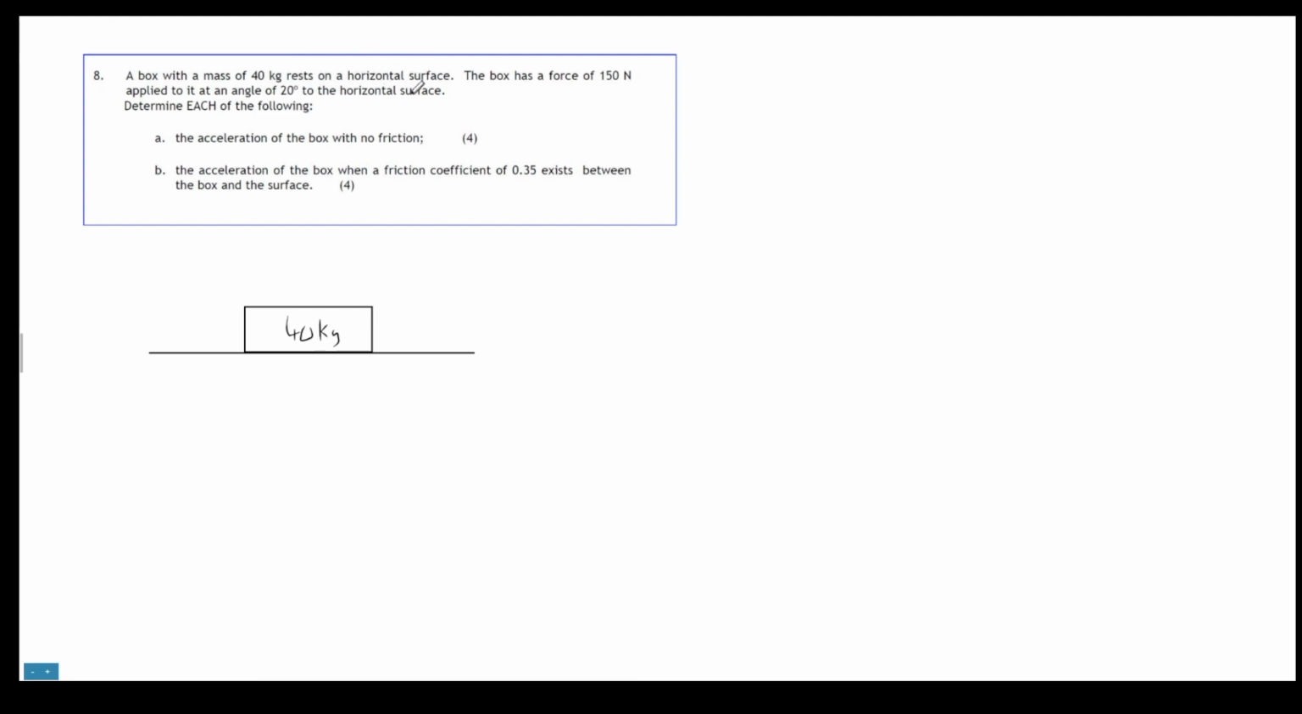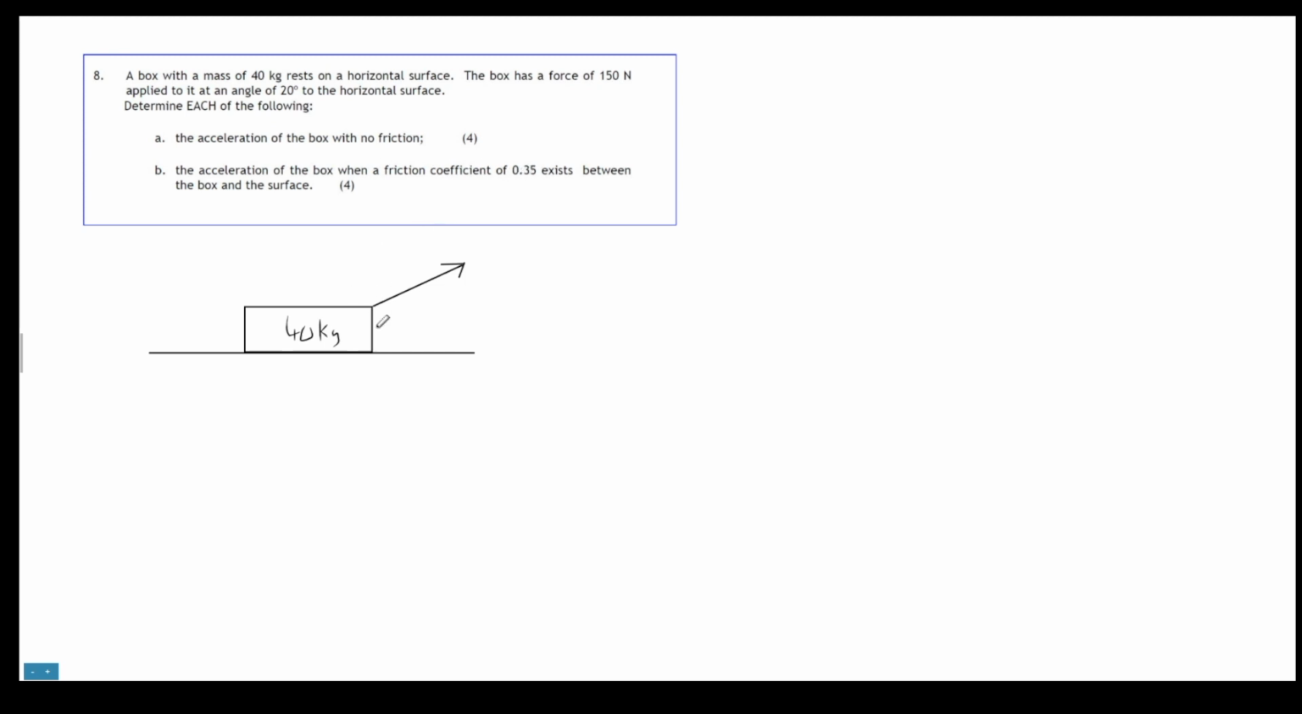to the horizontal surface. It doesn't say if the force is being pushed down upon it like this or being pushed up. It just says 20 degrees to the horizontal surface. It doesn't say in the question. We're going to have to make an assumption. It depends on how we want to assume it, because it's being applied to it. It could be you're pulling it and it's going 20 degrees up. And this is going to make a little bit of a difference to the amount of friction we feel, except there's no friction in the first part. In the second part there is, right?